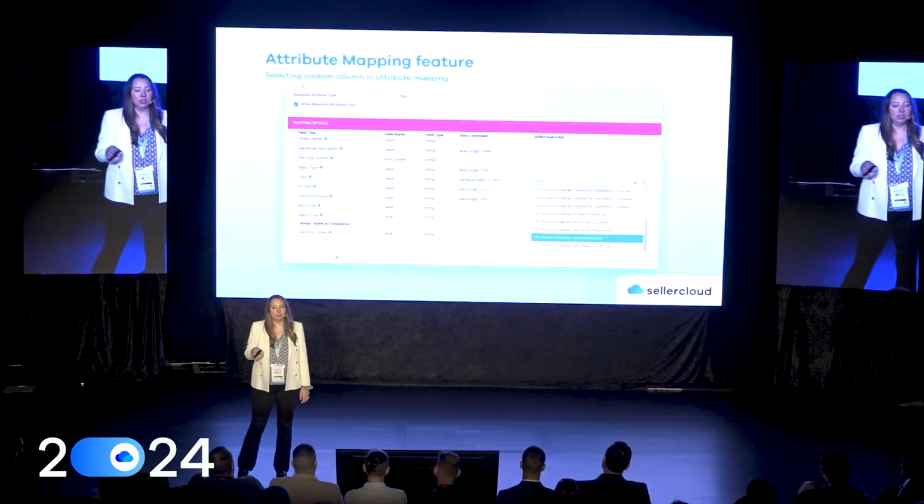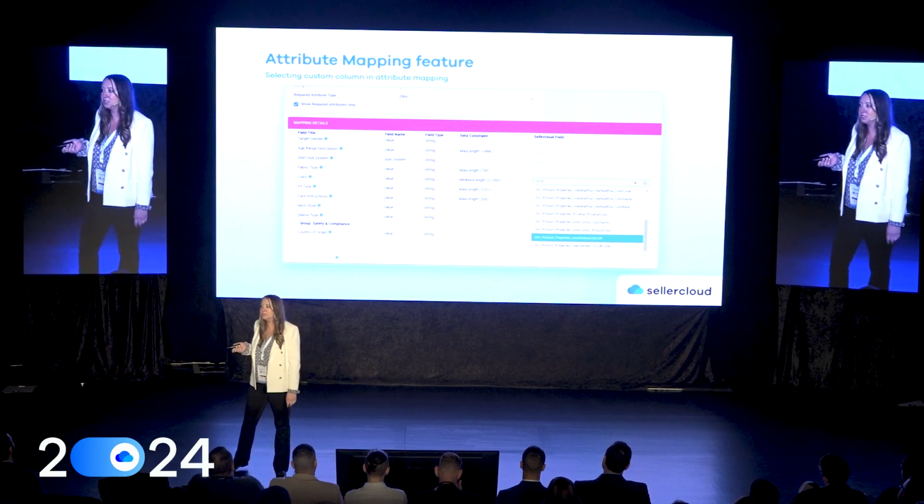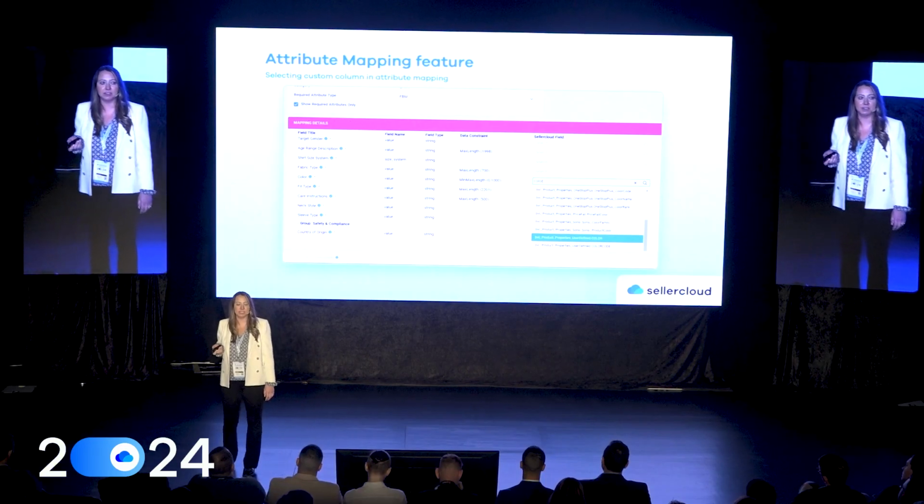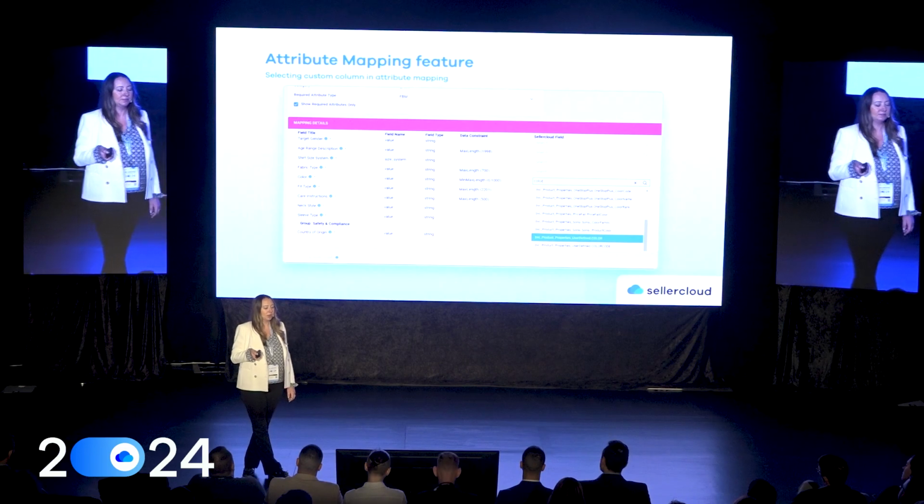Even better, you can now add custom columns to this mapping, meaning if I know I have to fill out the field for color, and I know I have a custom column for color on all of my products, you can have it pre-populate using the values in your custom columns.